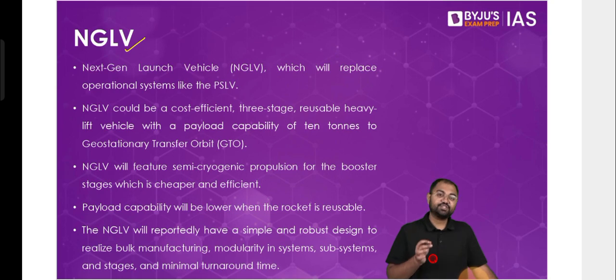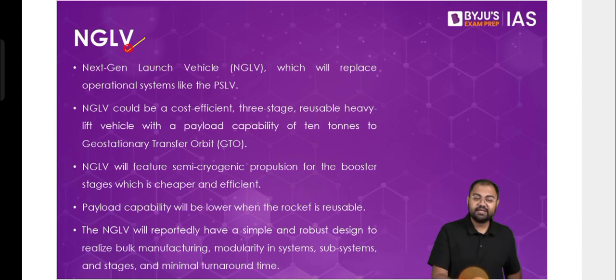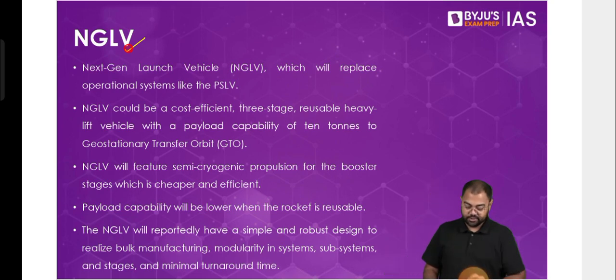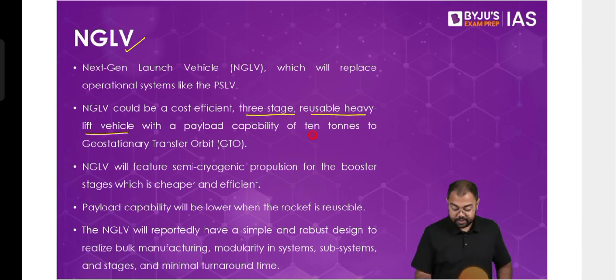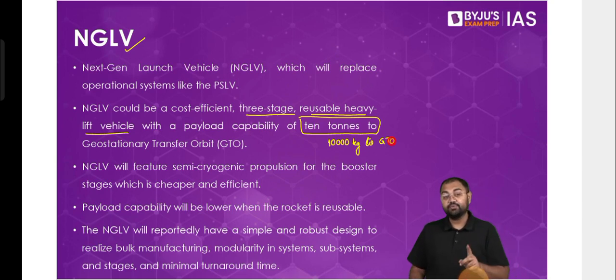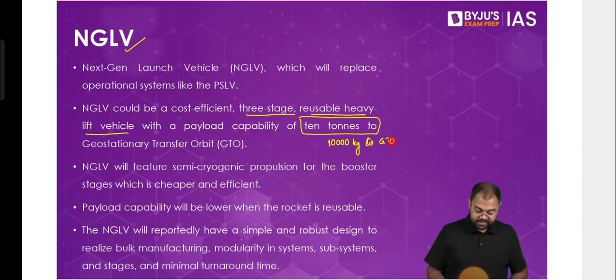The idea here is that all the PSLVs that we are using, or even the GSLVs, will be replaced with one single launch vehicle called the NGLV, next generation launch vehicle. It should be a cost-effective 3-stage reusable heavy lift vehicle with a payload capacity of 10 tons to GTO, meaning that it would be able to carry 10,000 kg to GTO. Until now, even with GSLV Mark 3, we only have a capacity of up to 4,000 kg to GTO. With this, we want to have a capacity of 10,000 kg to GTO, and this is where we are working. And it will have a semi-cryogenic propulsion.